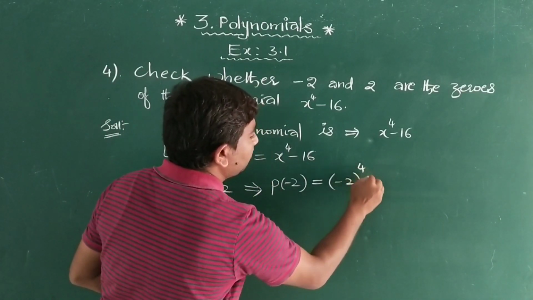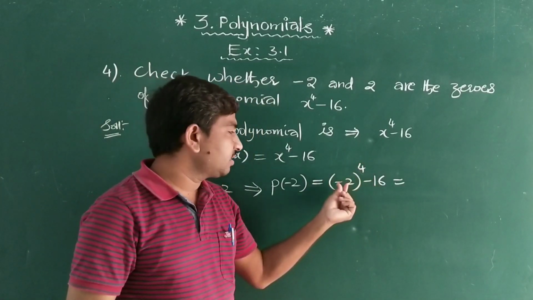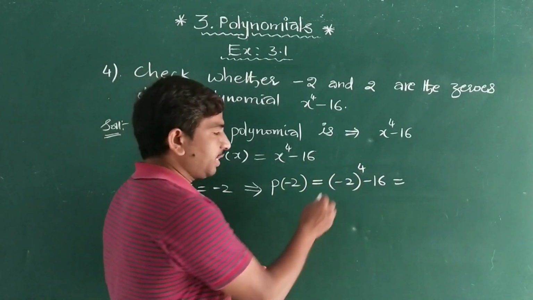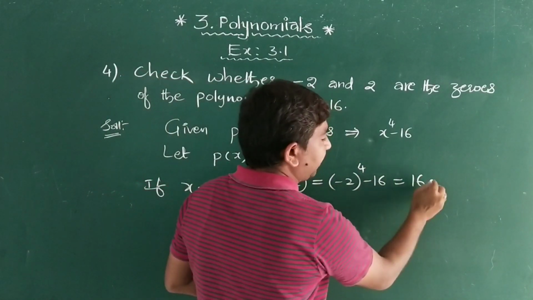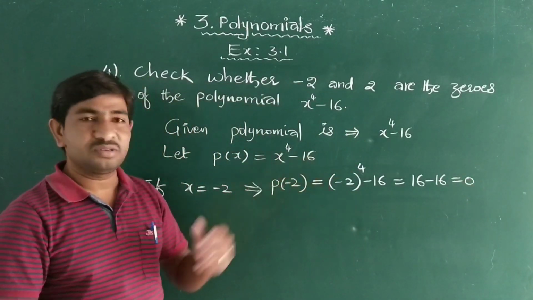Minus 2 whole power 4 minus 16 is equal to... minus 2 whole power 4, minus 2 is repeated an even number of times, 4 times. Then what is the value of minus 2 power 4? 16, and minus 16. 16 minus 16 is equal to 0.